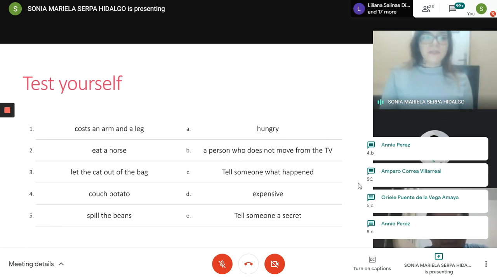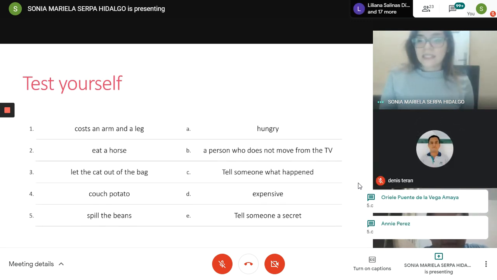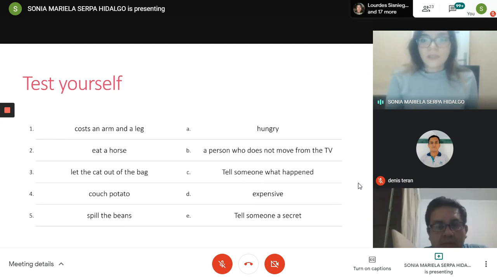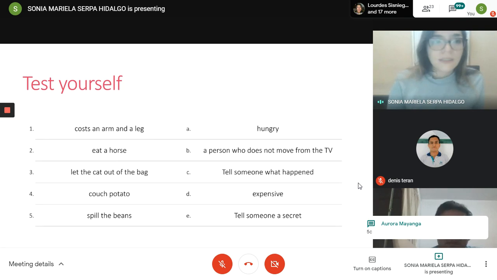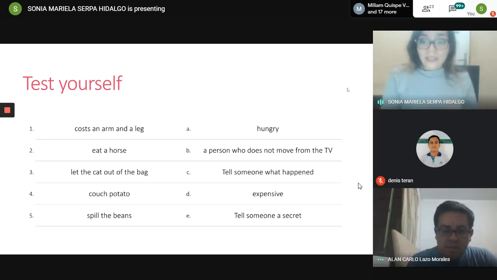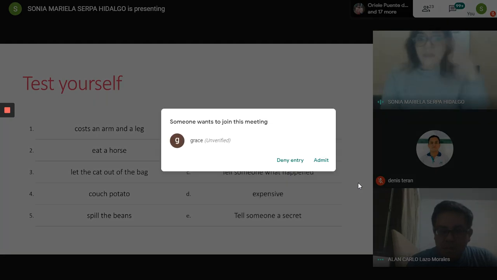And finally, 5, spill the beans. C, tell someone what happened. So if you spill the beans, you're telling your friend what's up. Oh, I spilled the beans. Good, guys. We could go on with idioms forever because there are literally thousands of idioms. Oh, I forgot about this. So just in case you didn't get it, there we go.